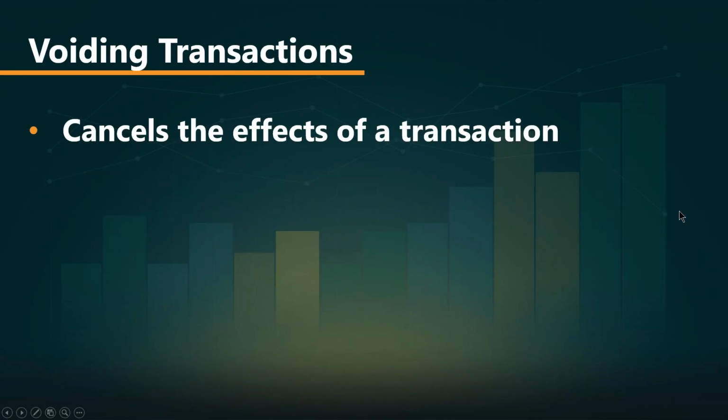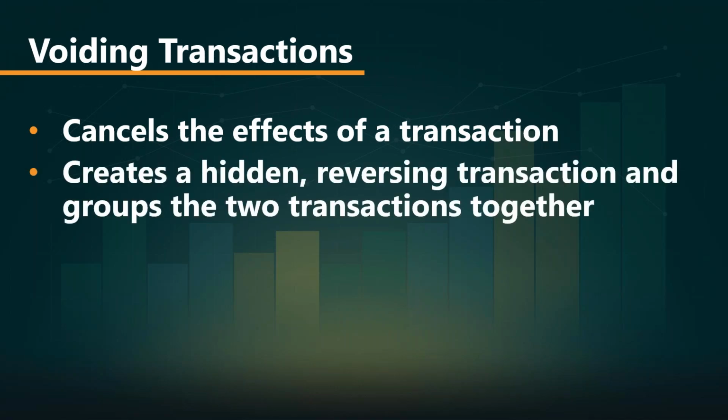Okay, so voiding transactions, what they do is they cancel the effects of the transaction. So I think lots of times people think voiding is zeroing out what took place. It's actually entering in a reversal. So earlier when I showed editing that transaction, it added another line item. Well, that's what happens when you void a transaction. You're adding in one or more line items, offsetting the initial action that took place with that transaction. So it creates a hidden reversing transaction and groups the two transactions together is what it does.